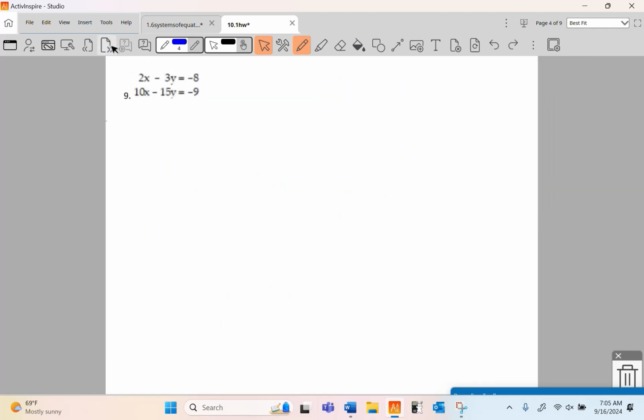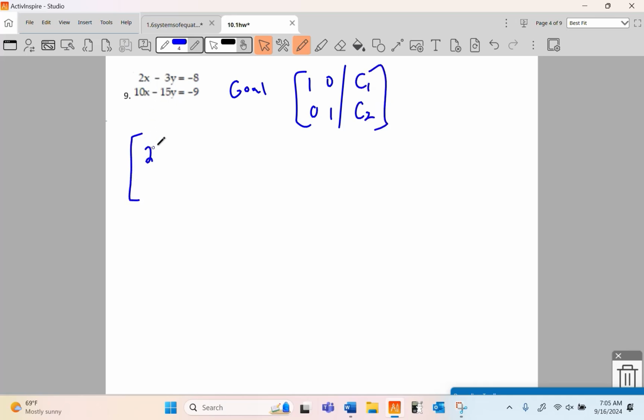All right, let's see. The goal of these, I believe, was to do reduced row echelon form. Sounds about right. So let's talk about our goal. Our goal is to get the identity matrix 1, 0, 0, 1 and some answers, constant 1 and constant 2. First, we're going to write the augmented matrix, x's, y's, bar, negative 8, x's, y's, bar, negative 9. And I want this 2 to become a 1. And I want that 10 to become a 0.